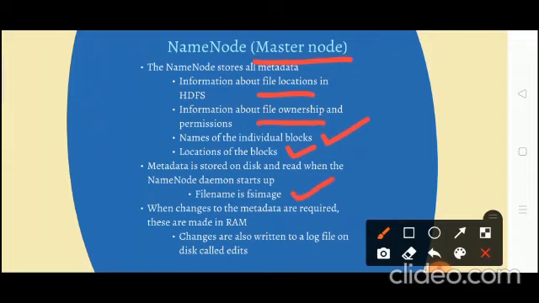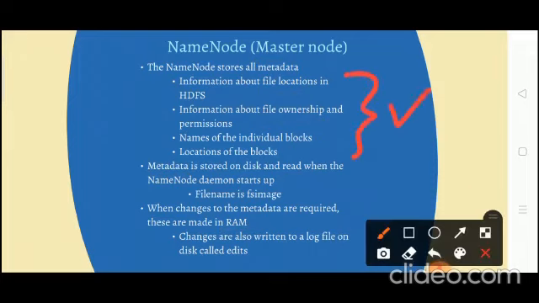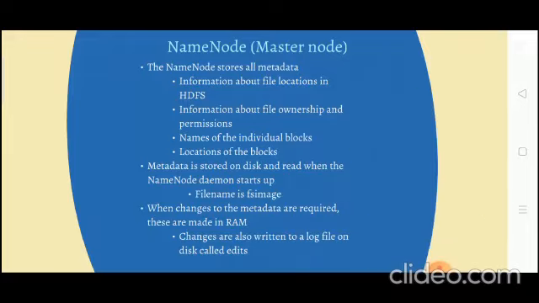This is normally known as the FS image. FS stands for file system image. So this will be read and it will be treated as metadata. Then when changes to the metadata are required, these are made in RAM. So RAM will play a great role, and the size of RAM will definitely be one of the limiting factors. Changes are written to the log file on the disk called edits. So this way we can see that the name node contains this important information, and this is the role of the name node.